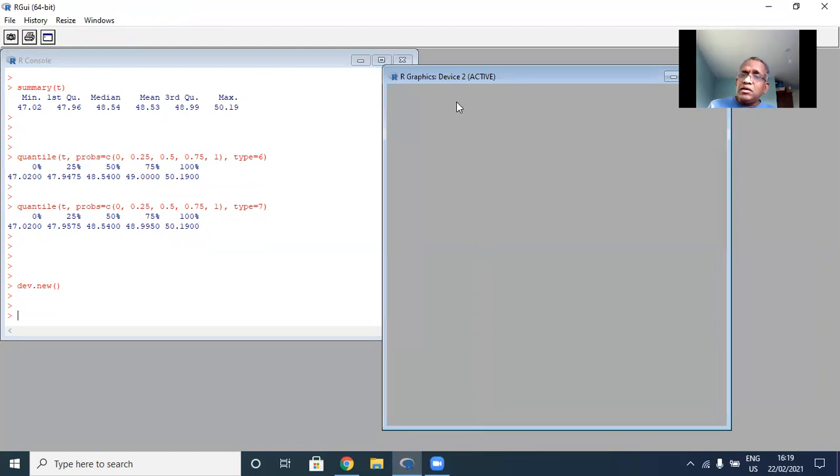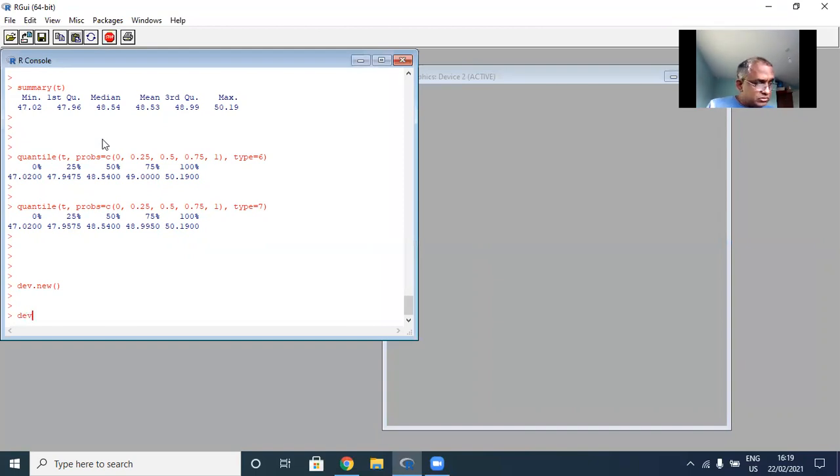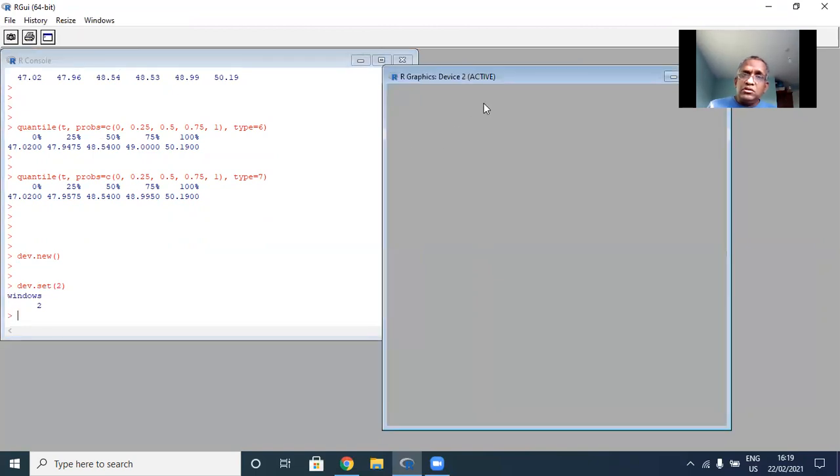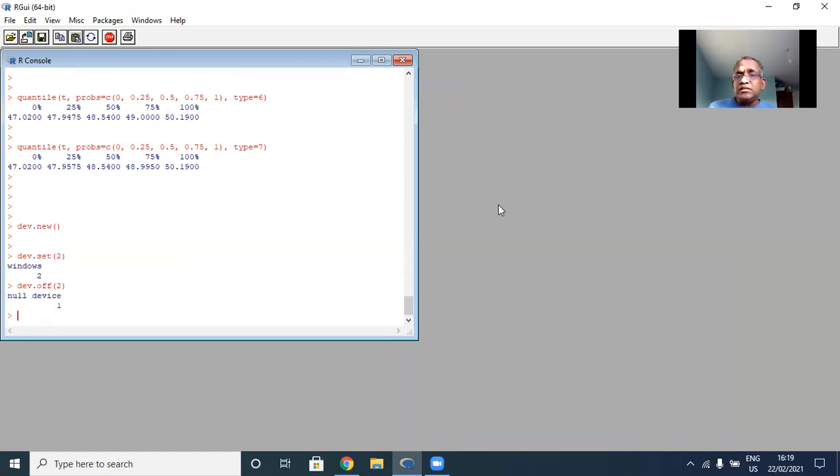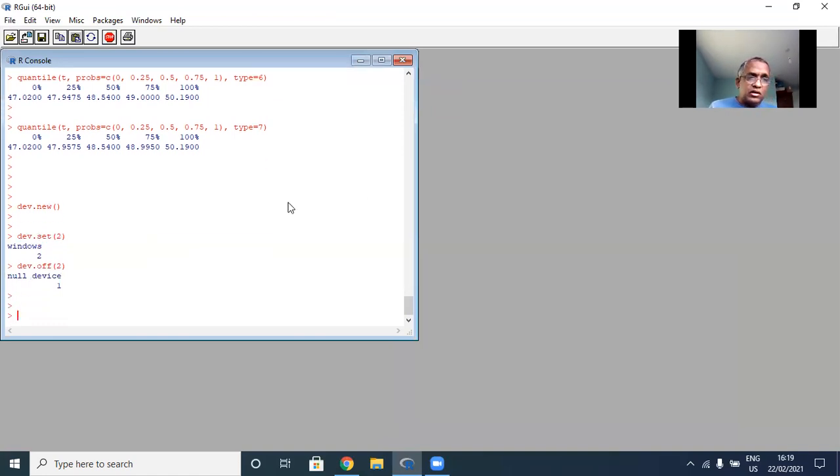Right. So every device has a number. In this case, the device number is 2, right? Now, if you say device set 2, it will set the device that you're going to use to be 2. But sometimes you can have more than one device. Now, if you want to switch off the device, you say device off in brackets 2. So you will see the device has disappeared, right? Okay, that's the way.